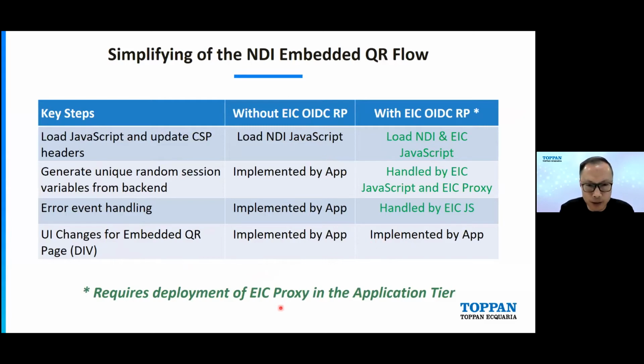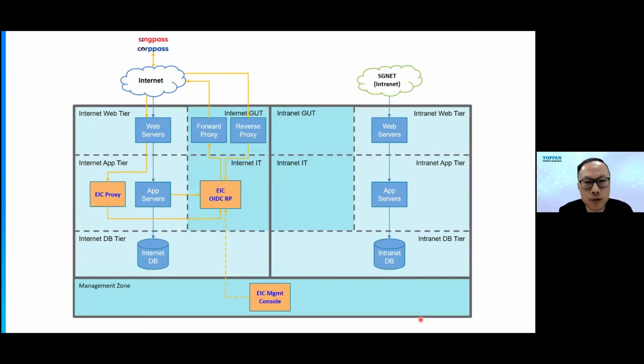However, do note that if you take this approach, there's a requirement to deploy an additional component in the application tier. Let me explain briefly why this is so. This is your typical AIAS compliant architecture. You have the internet zone and the intranet zone. For SingPass and CorpPass, we are talking about the internet zone. Typically you have the OIDC gateway, whether using EIC or not, deployed into your integration tier. This is for the back channel integration to SingPass, to the NDI OIDC.